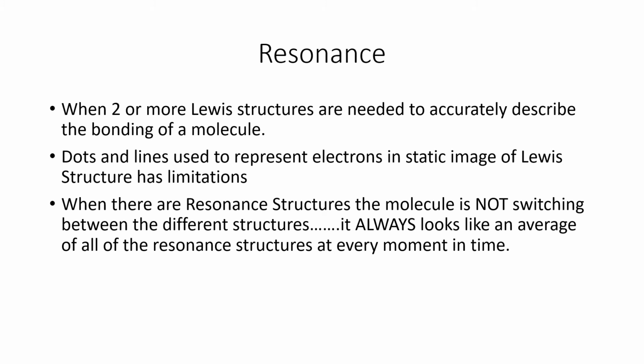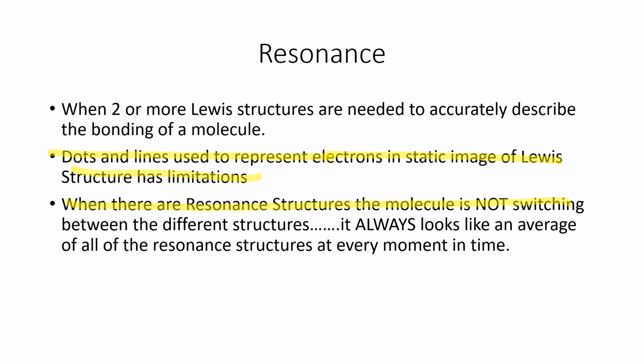Well, we're representing the electrons with dots and lines. If we think about dots and lines, that's our most basic form of written communication. So using them to represent electrons, which we know are incredibly complex, has a limitation. And what we're going to see is sometimes we need more than one Lewis structure. And that's the idea of resonance. So we'll show that with SO2.